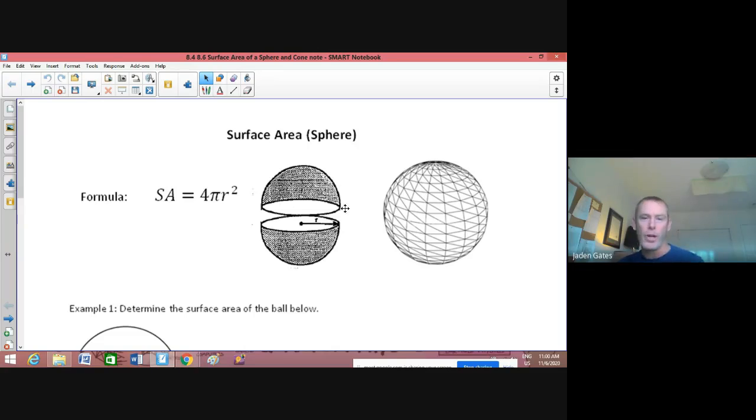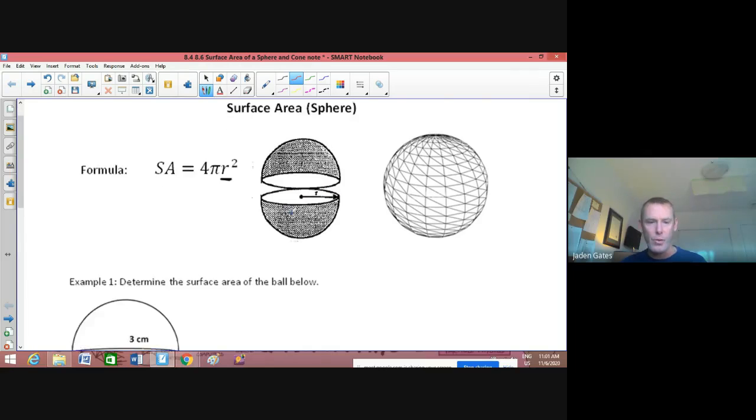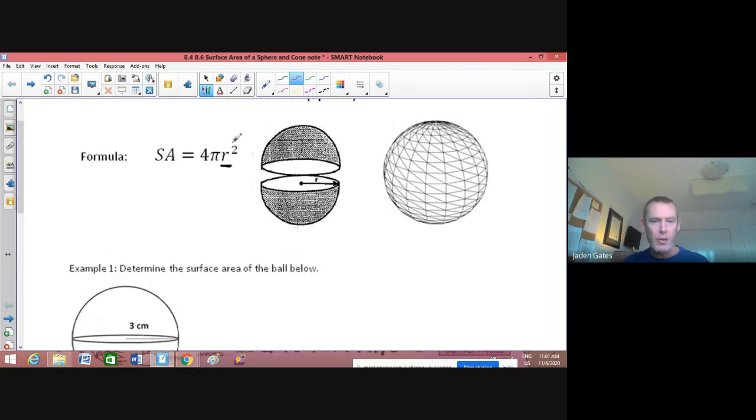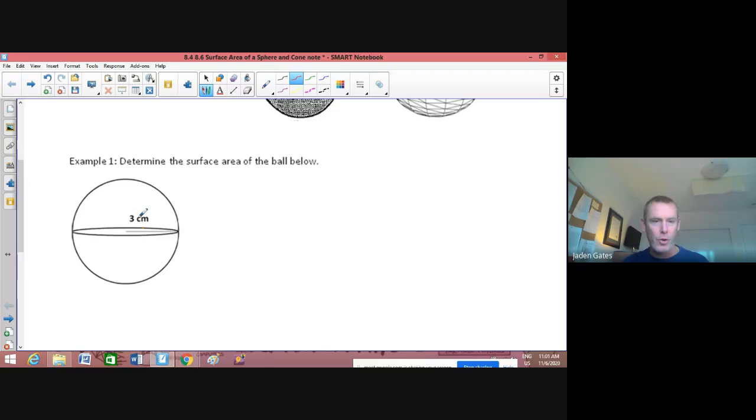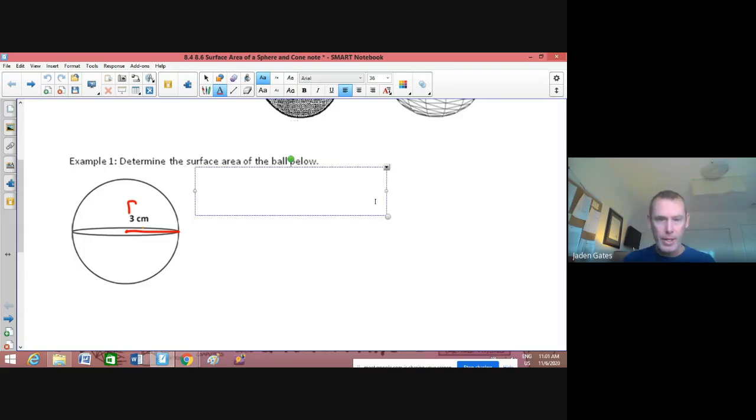All right, so here we go. Surface area of a sphere. We got a ball here. And this formula compared to what we've been doing is not that bad because all we need is the r squared, the radius of the sphere. So here we go, 4 pi r squared. That's our formula. So in this situation, here's our radius, from the middle out to the edge. So I'm going to label that.